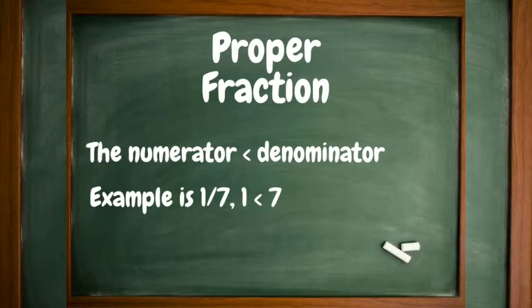First type is proper fraction. Proper fraction is where the numerator is less than the denominator. For example, 1 over 7. We know that 1 is less than 7.